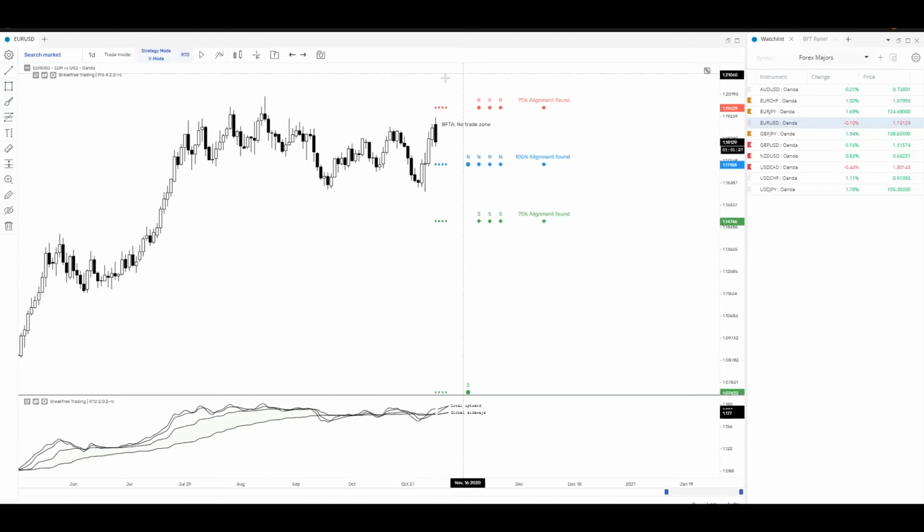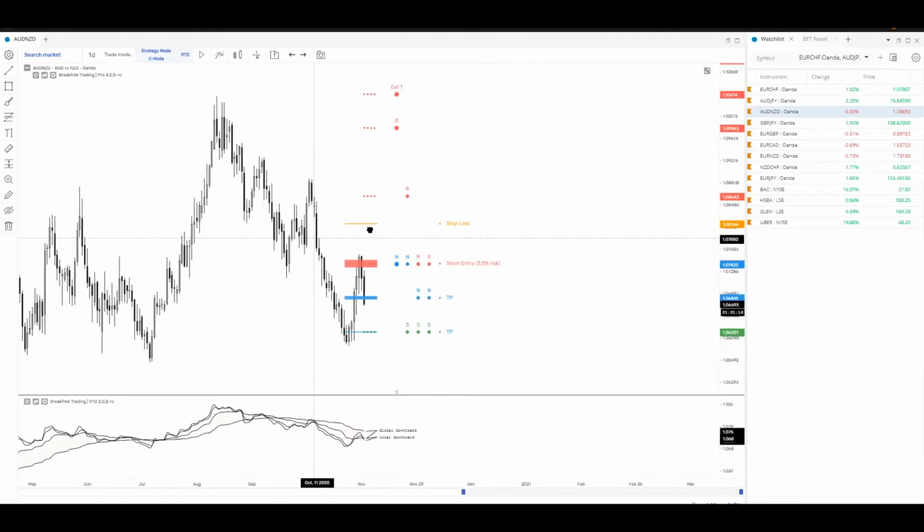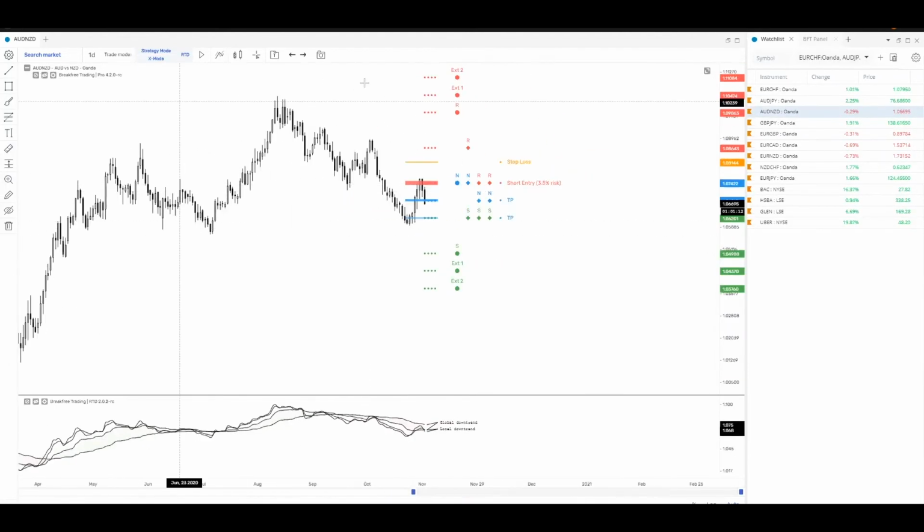So let's say you took this trade and this stop loss, for whatever reason, now moves higher up. In that case, you should not move your stop loss, because the position size that you entered here is based on the stop loss. It's giving you a specific position size to enter so you don't lose more than 3.5% when this stop loss gets hit. If you move this stop loss higher, you're going to be losing more than 3.5, which is something we don't want to do.